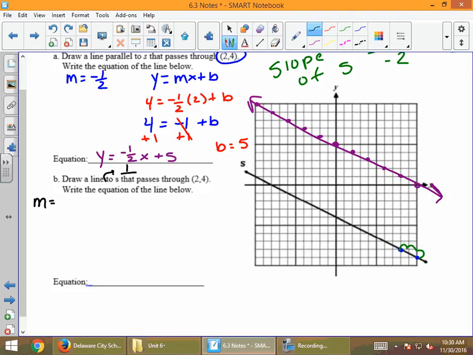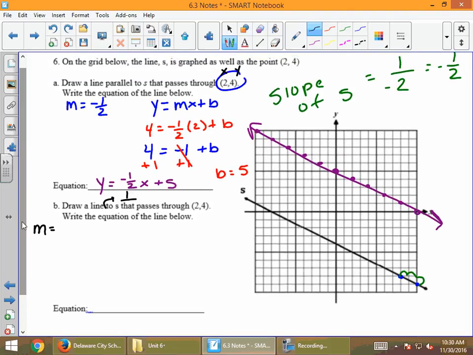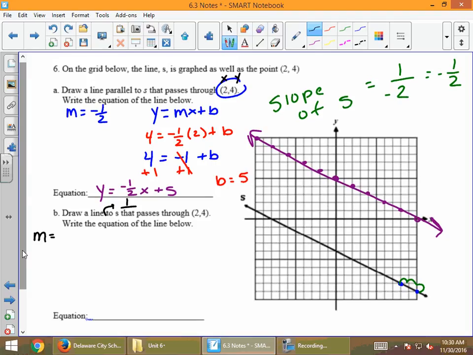We need to figure out the slope of our new line. If it's perpendicular, what do we have to do with the original slope? What do we have to do with the fraction? Flip it. So 1 over 2 becomes what? 2 over 1. And then what happens to the signs? They switch. So if this is negative, this guy's going to become positive. So that's the slope of our new line.